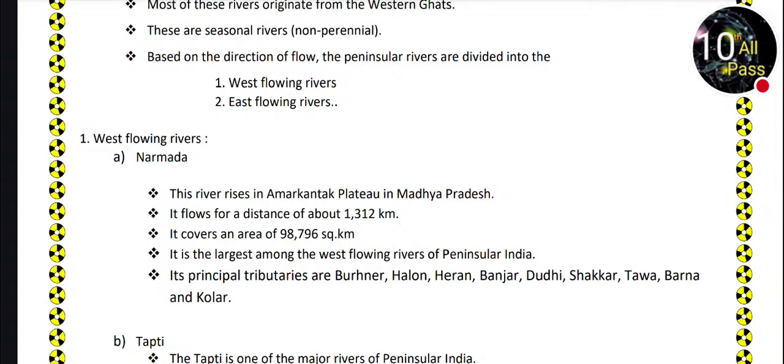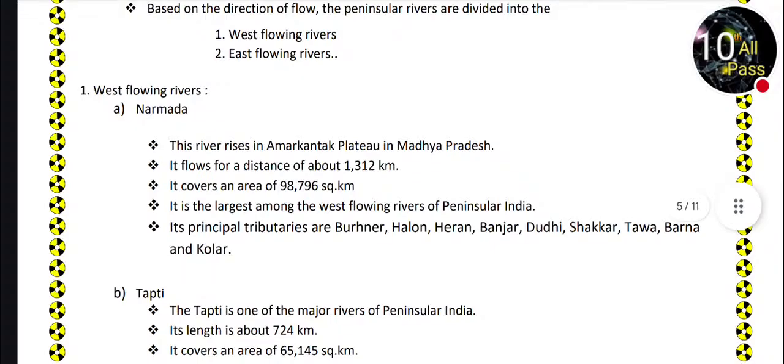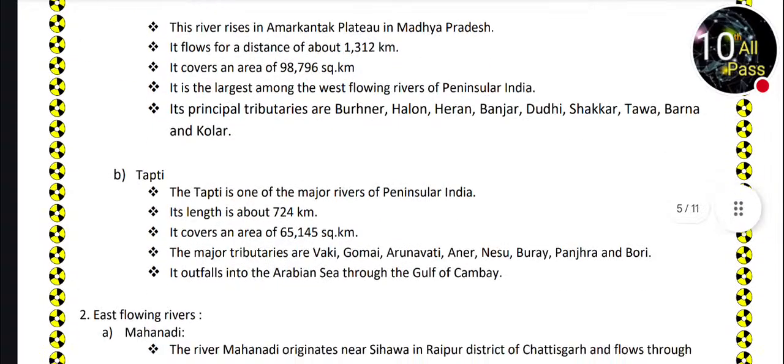West-flowing rivers, Narmada. This river rises in Amarkantak Plateau in Madhya Pradesh. It flows for a distance of about 1,312 km. It covers an area of 98,796 square km. It is the largest among the west-flowing rivers of peninsular India. Its principal tributaries are Burhner, Halon, Heran, Banjar, Dudhi, Shakkar, Tawa, Barna, and Kolar.